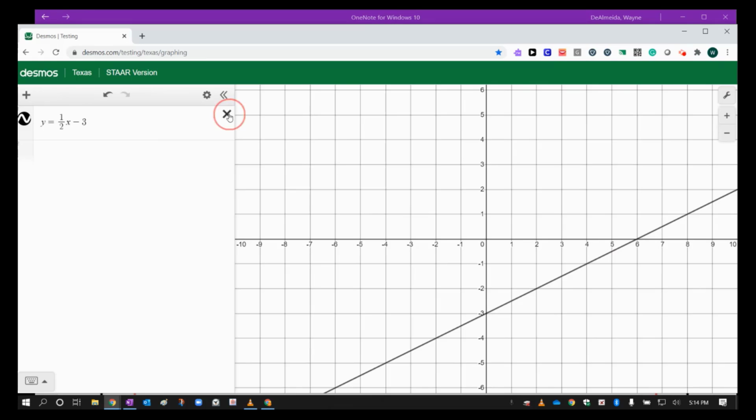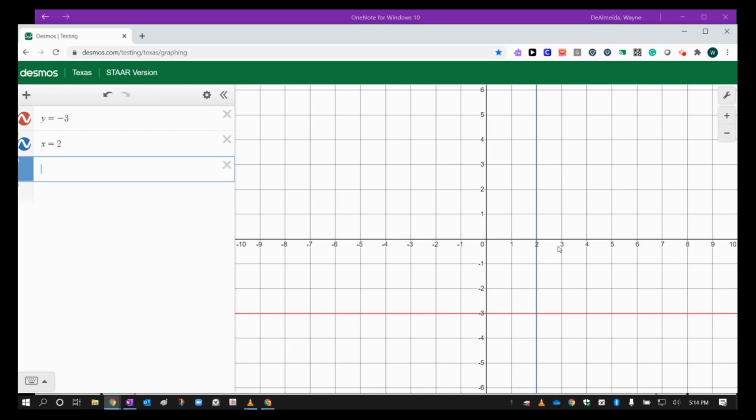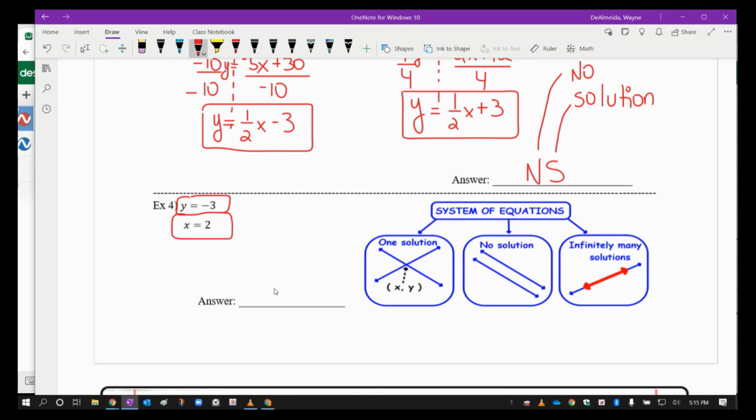Let's go ahead and get rid of the previous problems, and let's enter the new equation, which is y equals negative 3. Enter, and we're going to enter x equals positive 2. And as we can see, we have two lines that touch each other. And if I want to see the point, make sure you click one of these two lines. And now you can see the point, which is at 2, negative 3. So let's go over there. And we can write 2, negative 3. And that's our answer there.